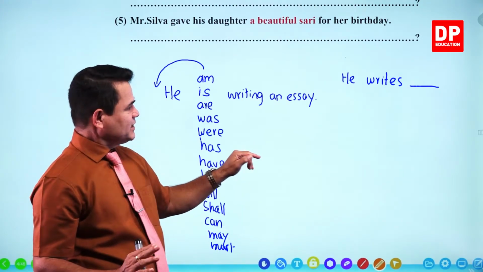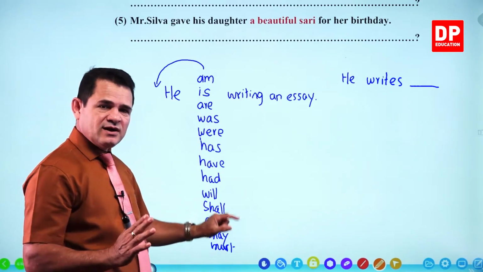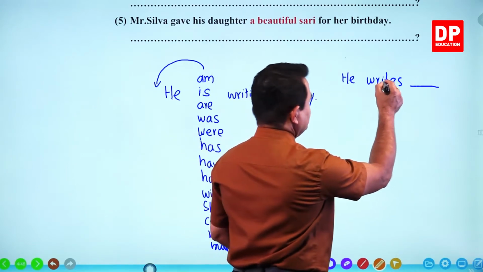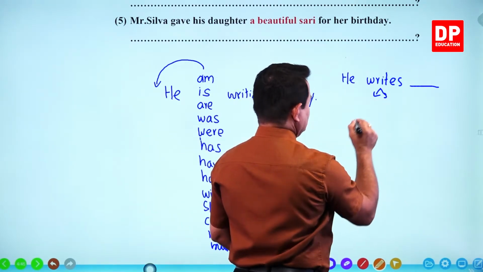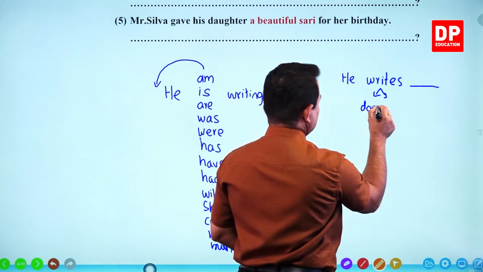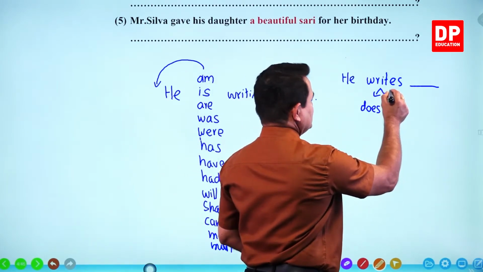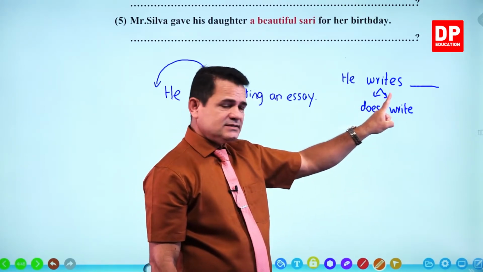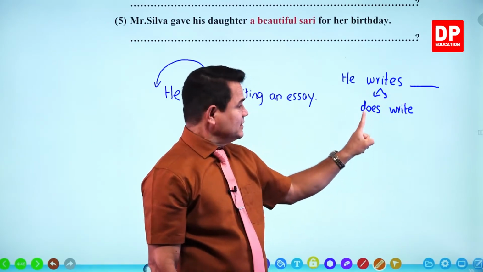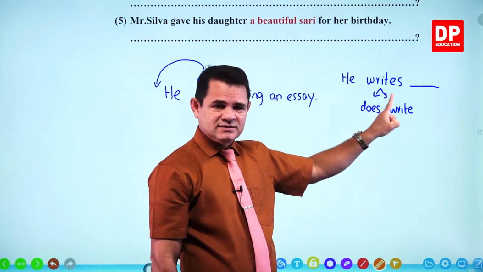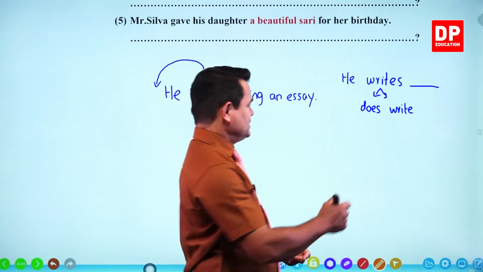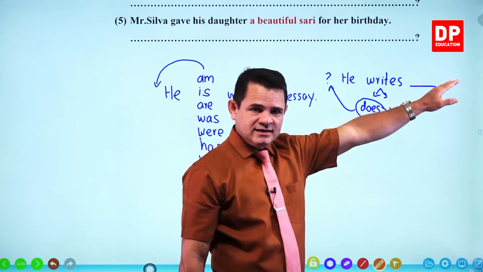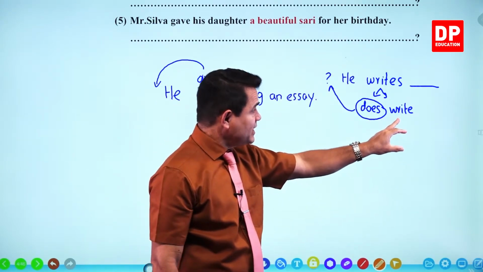Then what you have to do is, if these words are not there in a sentence, just find the verb. What is the verb? Writes. This is present tense singular. So then you know there is the word does. Writes becomes does write. If it is plays, does play. Goes, does go. To form the question, we take this to the front. He writes an essay. Question: does he write an essay?